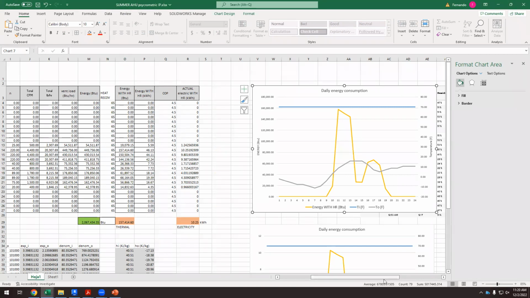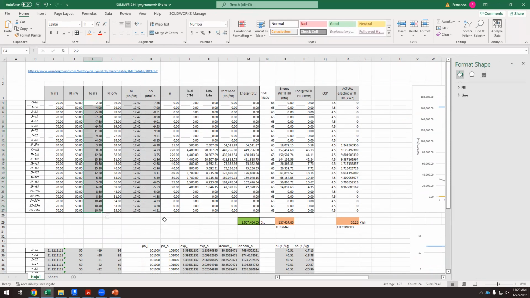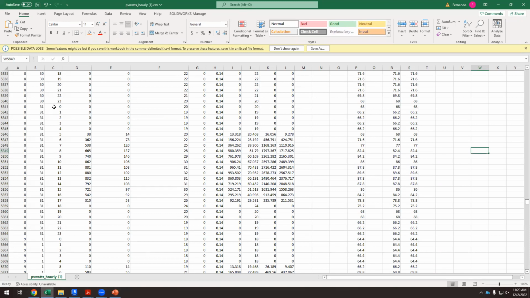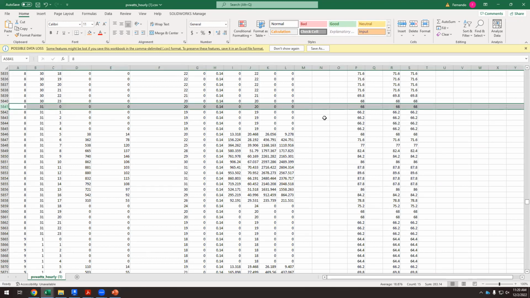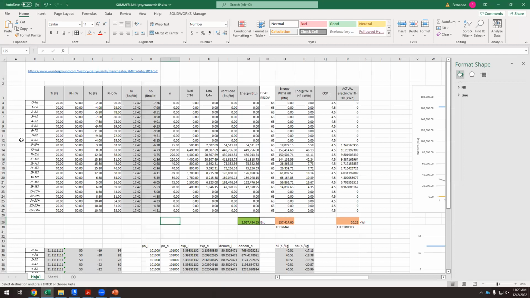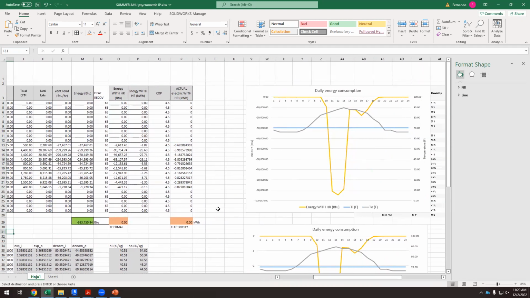You need another Excel file. You have to change the outdoor temperatures. And then if we change the outdoor temperatures, all these numbers will change accordingly. So in PV Watts, we have this day, August the 31st. We need these values up to this day. Then Control C. Here Control V. And now everything changes.